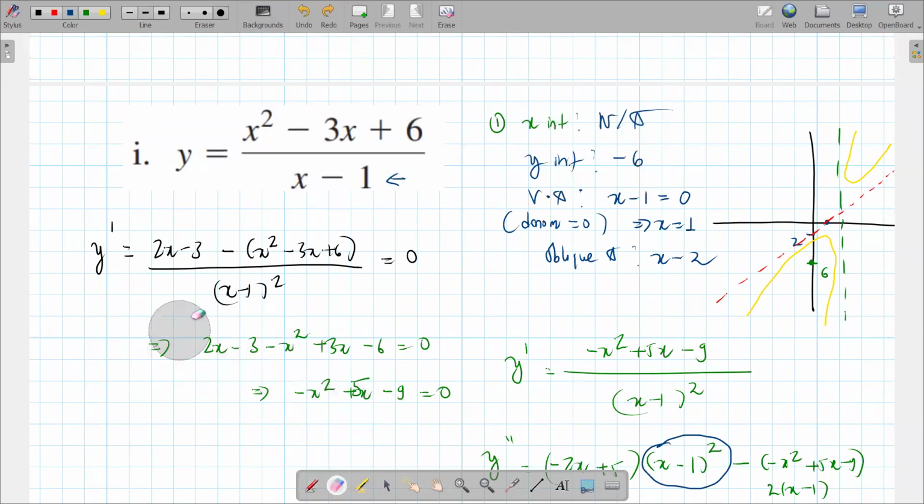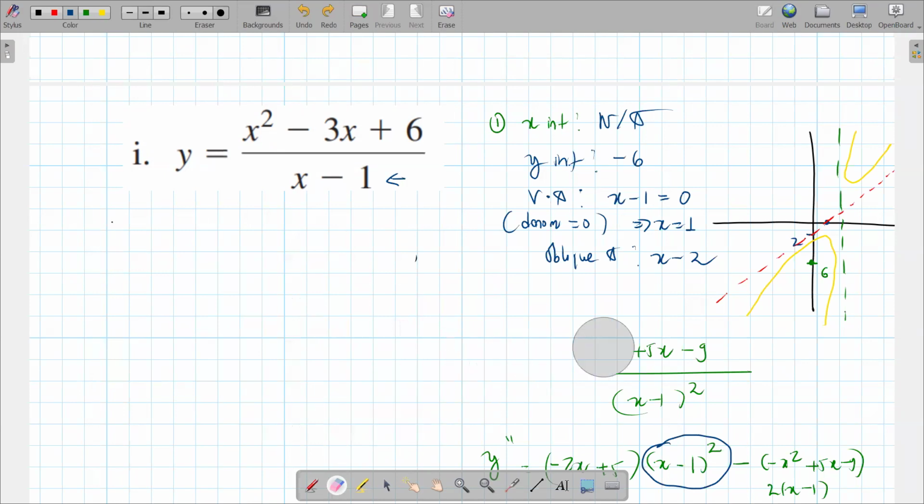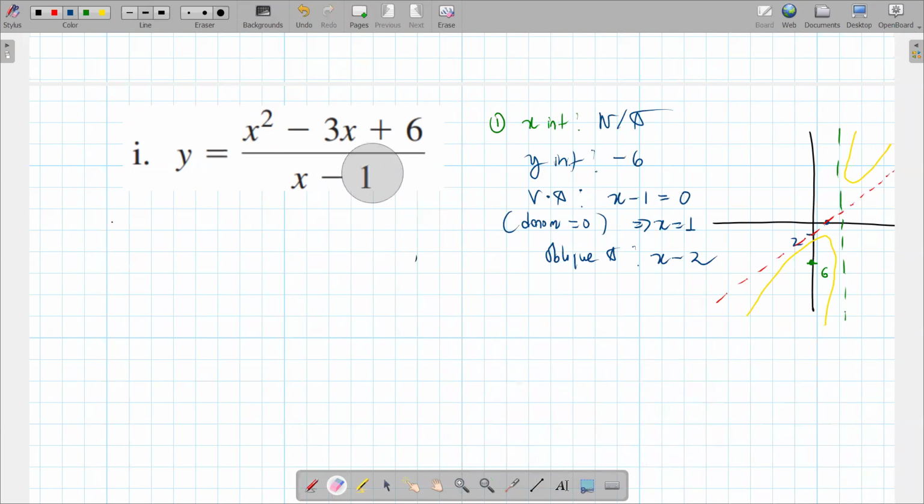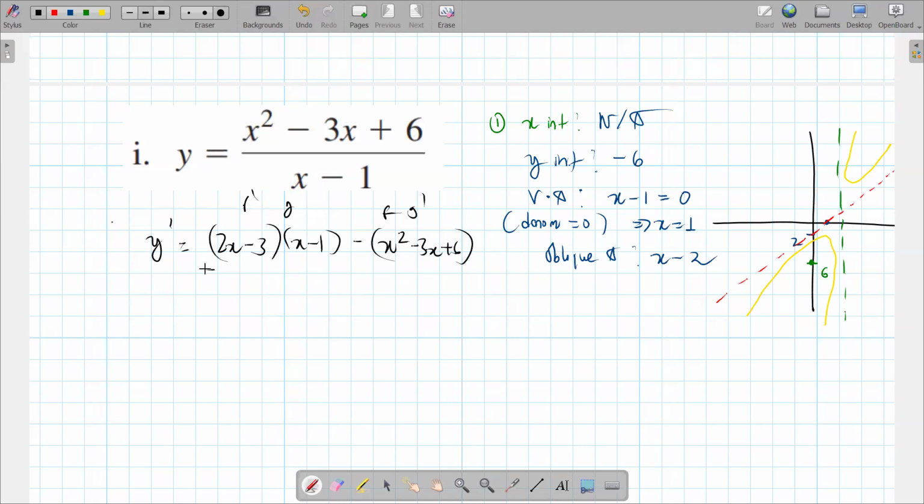So let's just redo the first derivative math just to double check. So again, we're trying to find the first derivative. 2x minus 3 times x minus 1. Again, this is f prime g minus f g prime. Minus f is x squared minus 3x plus 6. G prime is a 1. And then we have x minus 1 squared. I don't know if this looks different than last time, but we should have 2 vertices here. So the numerator is 0, denominator is gone, see you later.